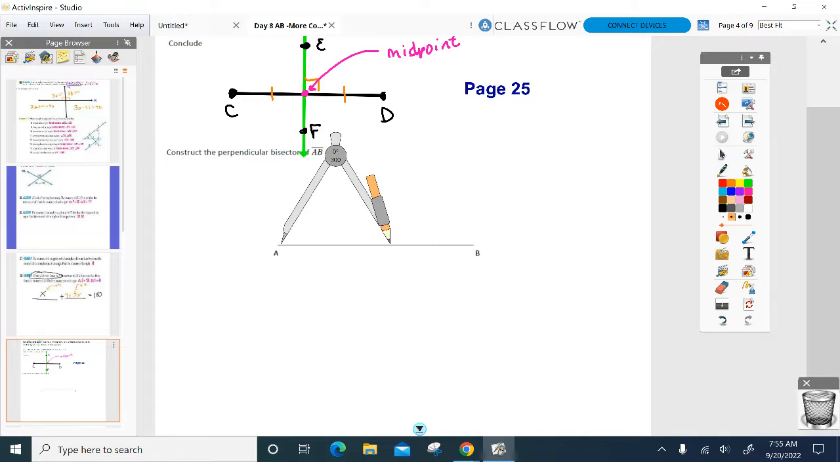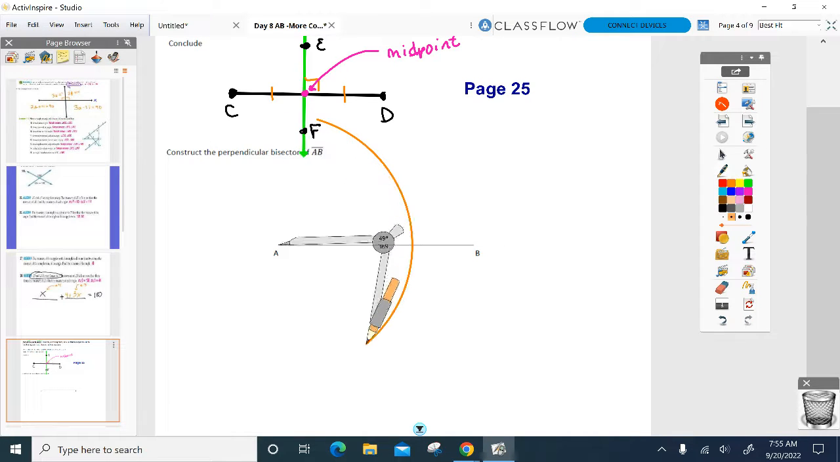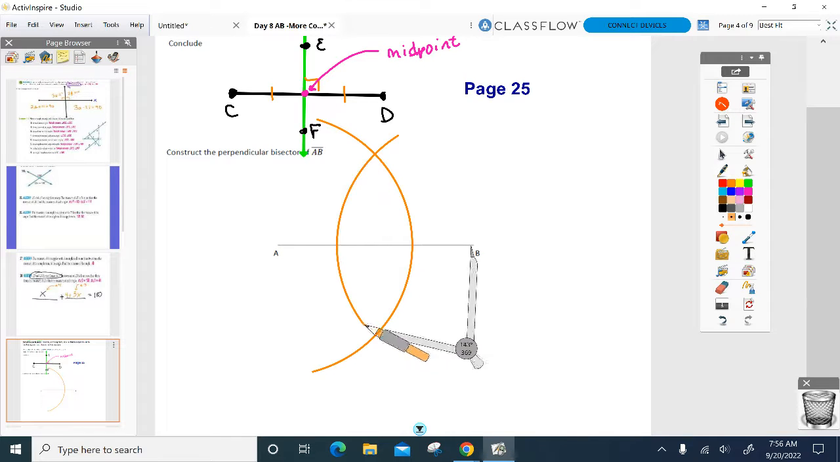Put your compass point on A and make sure you do what? Go more than half length. Open up your compass more than half the length of the segment. And remember, you want to make a decent size arc here, about a half circle arc. Then you go over to the other endpoint. Some of you did this on your quiz. You've got to make sure they intersect in two spots. Some of you only did one. You need two points of intersection to line up your straightedge.